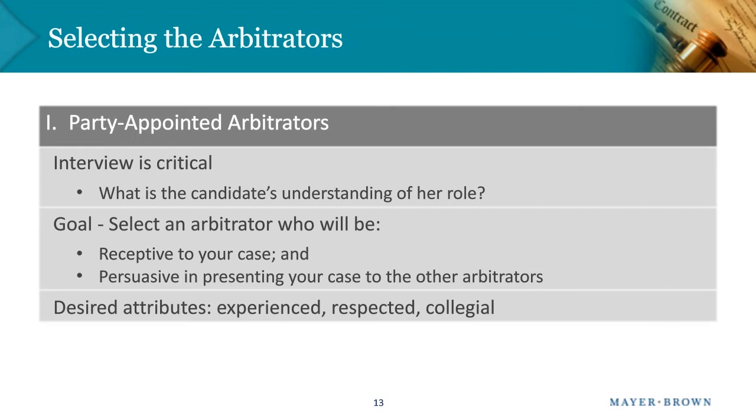We have to assume that the opposing party is similarly looking for a party-appointed arbitrator who will articulate their positions to the other arbitrators, and so at a minimum, we're looking for an arbitrator who will fulfill the equivalent role. This means that the goal is to select an arbitrator who will be receptive to, or at least understand, our case, and persuasive in presenting the merits of our case to the other arbitrators. So the desired attributes of a party-appointed arbitrator are experienced, respected, and a reputation for collegiality.